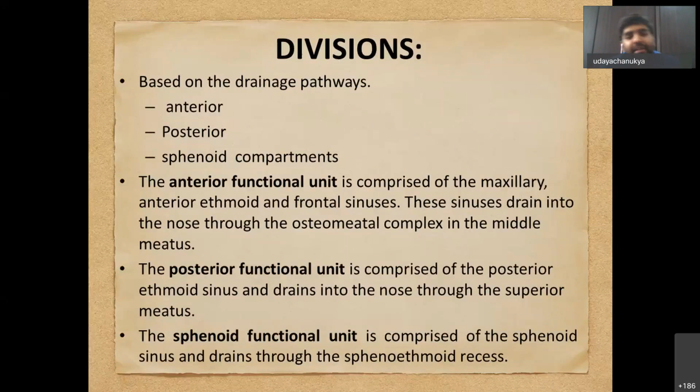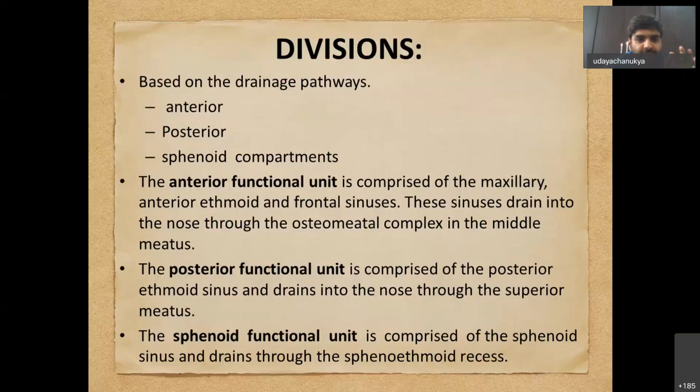Again, the sinuses are divided into 3 groups based on their drainage pathways. According to the 8th volume of Scott-Brown, they are divided into 3 groups according to their drainage pathways, namely anterior, posterior, and sphenoid compartment. The anterior compartment or the anterior functional unit is comprised of the maxillary, anterior ethmoidal sinus, and frontal sinus.